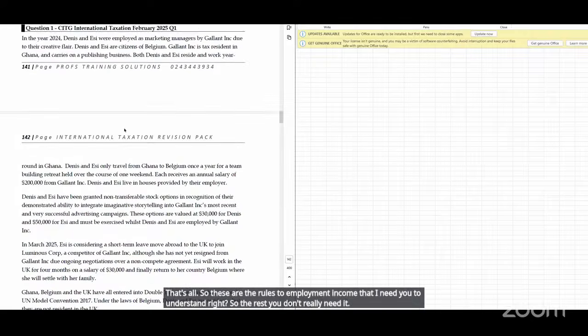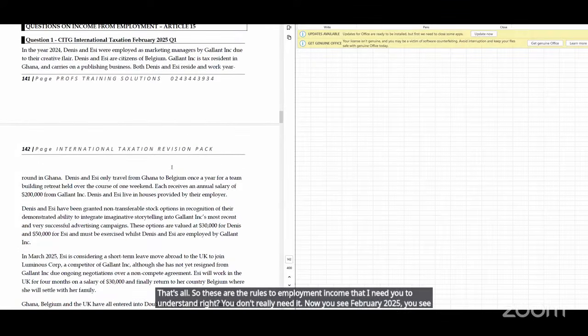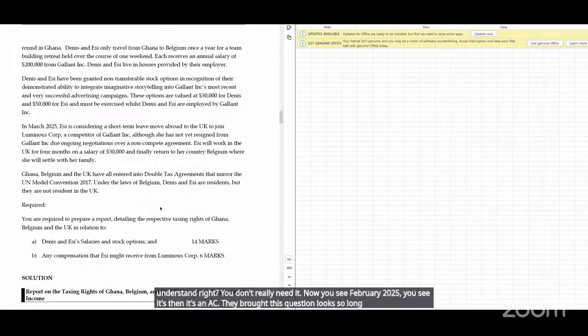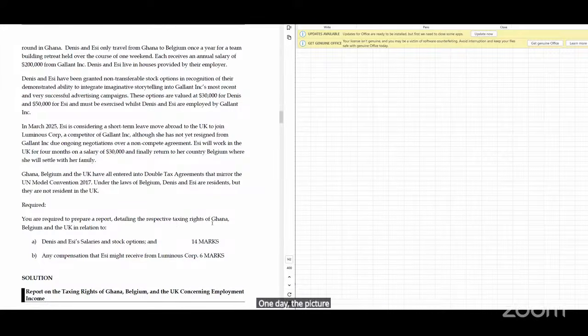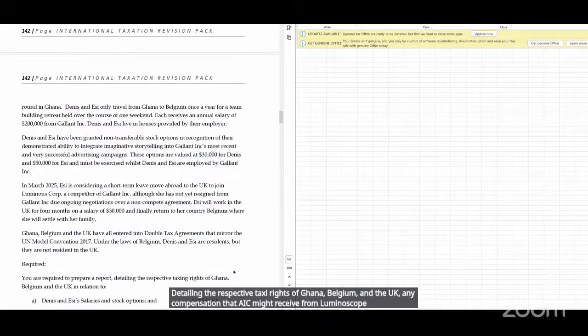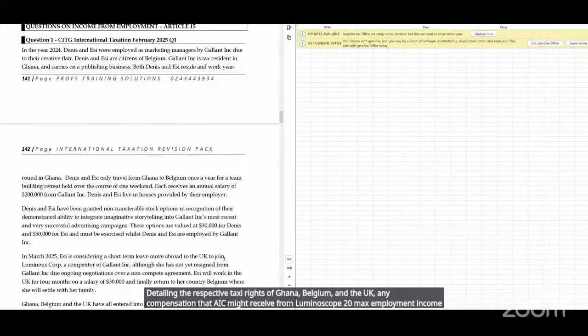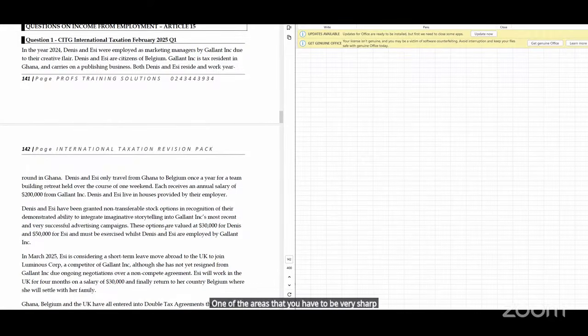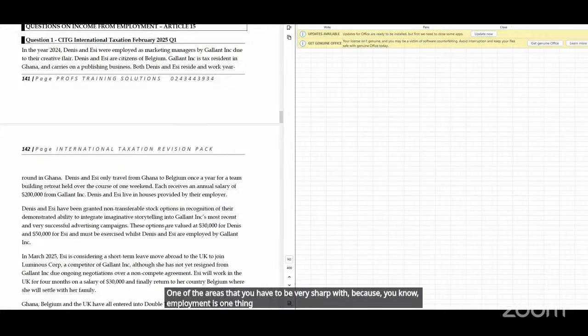Now, you see February 2025, Dennis and AC, they brought this question. Looks so long, but it's empty. All right. So Dennis and AC salary and stock options. Detailing the respective taxing rights of Ghana, Belgium, and the UK, any compensation that AC might receive from Luminous Corp. 20 marks. Employment income. So employment income is one of the areas that you have to be very sharp with, because employment is one thing that every taxation exam is concerned. So those rules we learned, you must have them at the back of your hand.